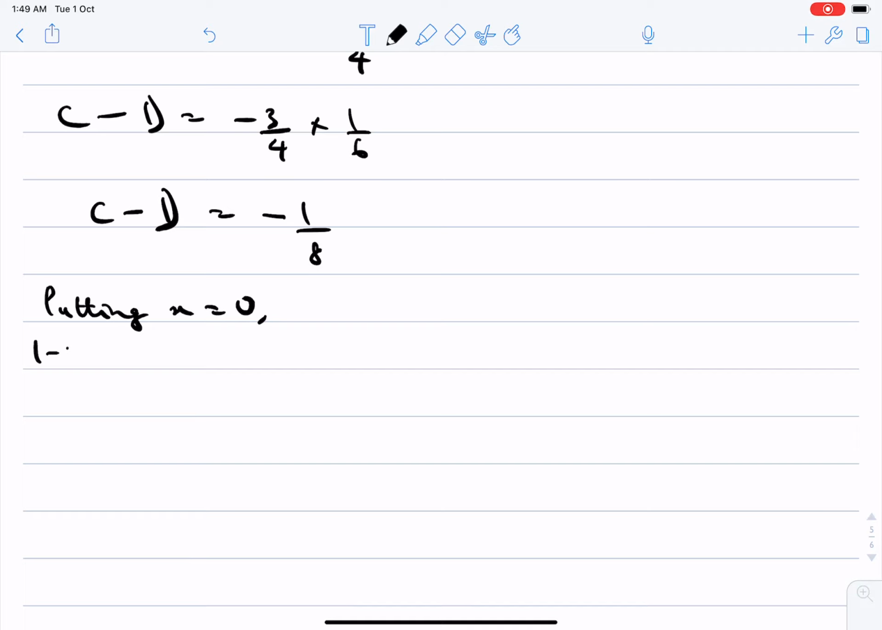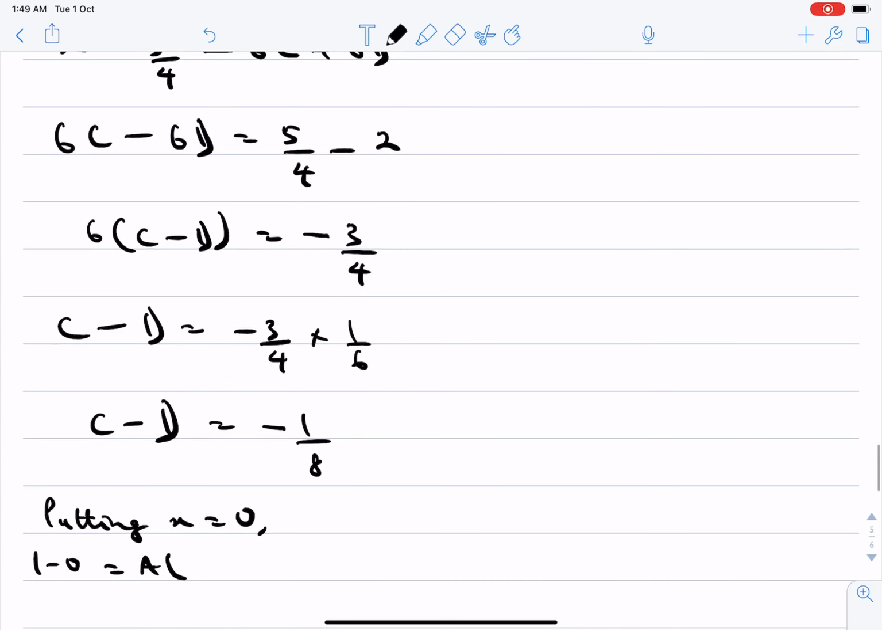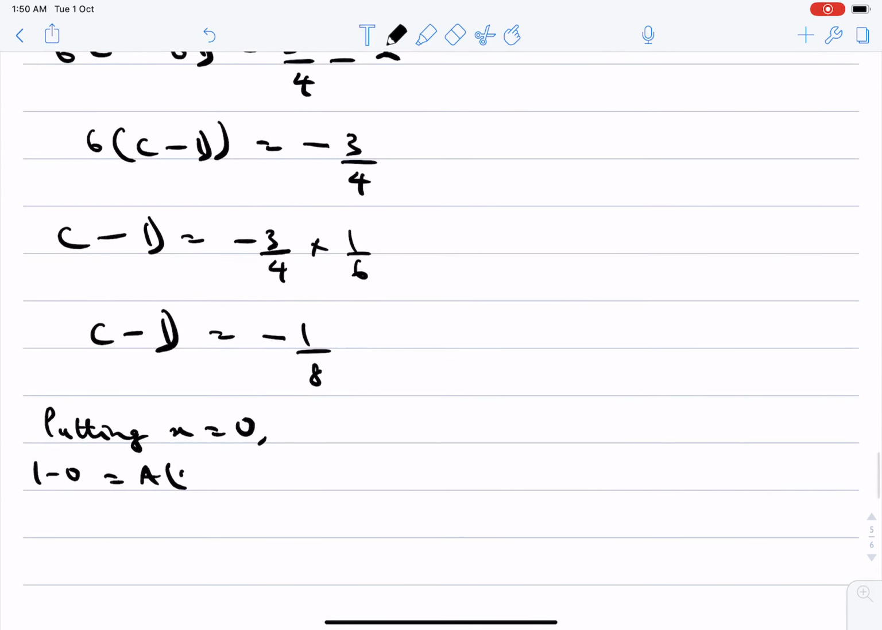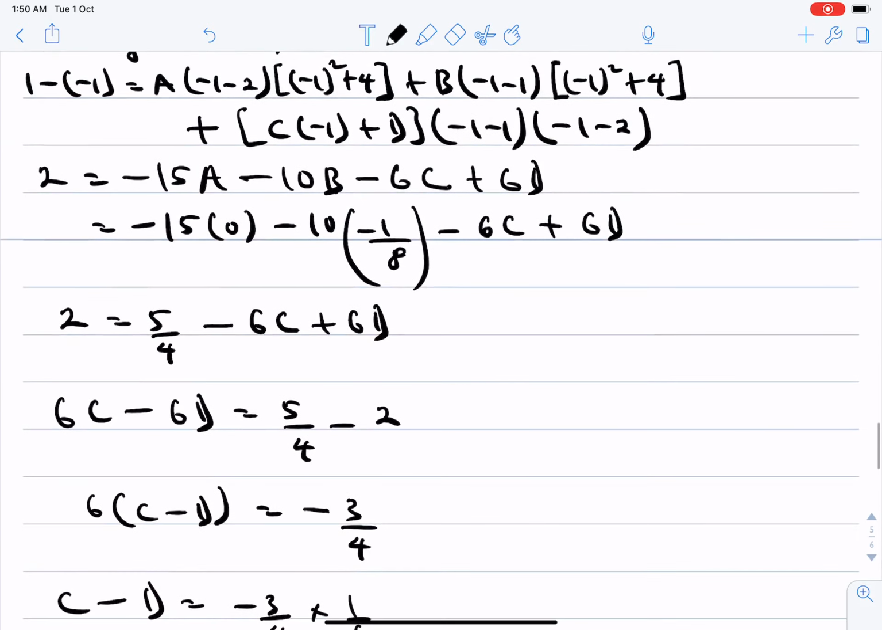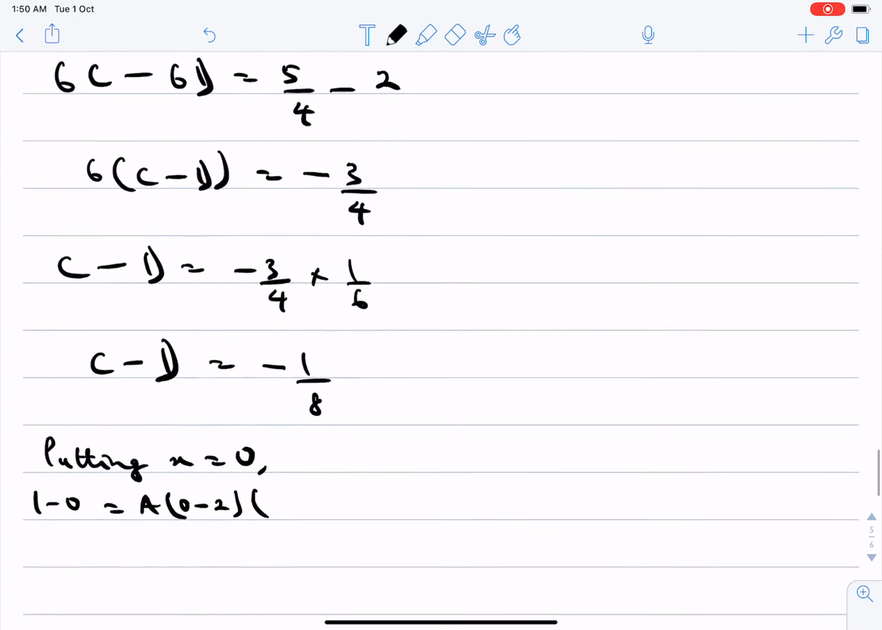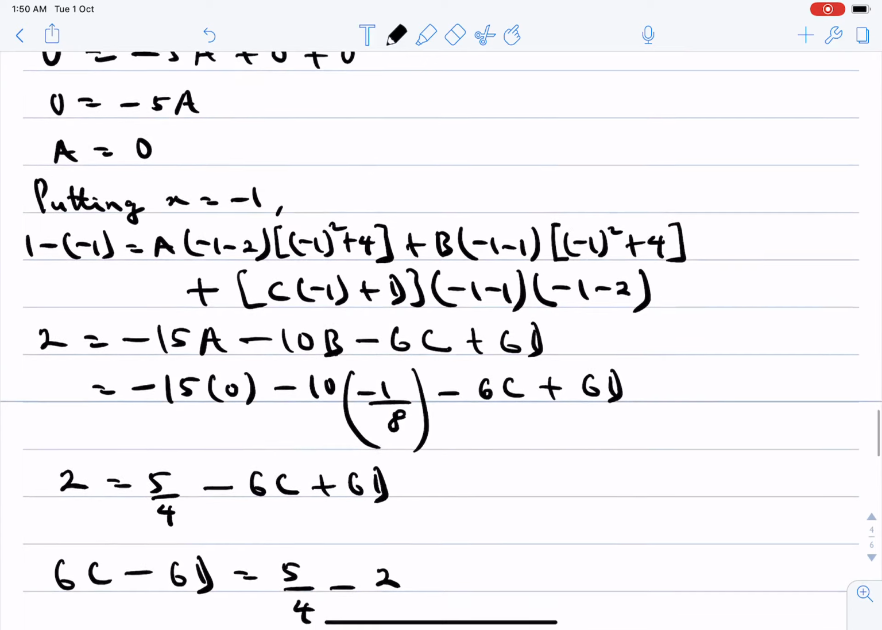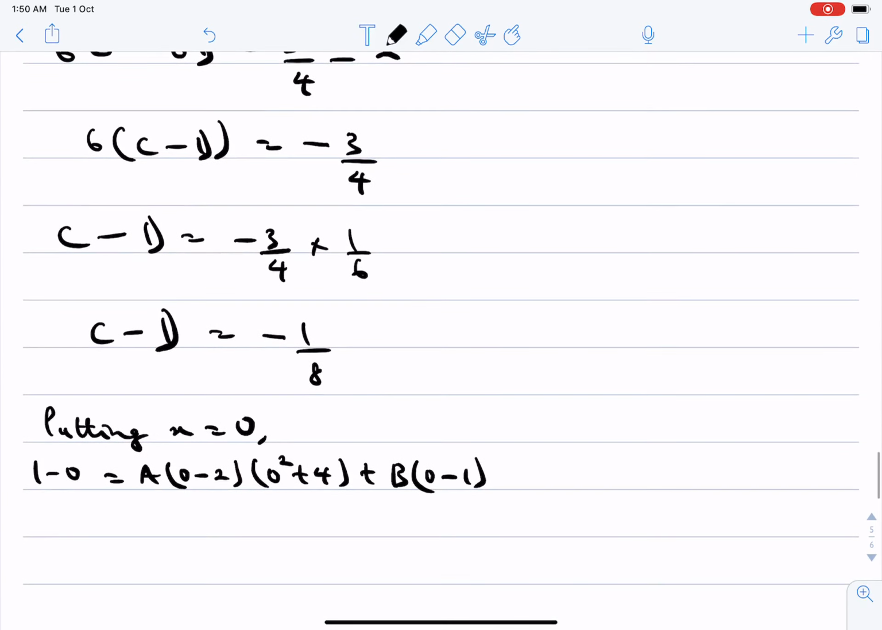Let's have the equation, the identity. 1 minus 0 equals a into bracket 0 minus 2 times 0 squared plus 4, plus b times 0 minus 1 times 0 squared plus 4, plus c times 0 plus d times 0 minus 1 times 0 minus 2.